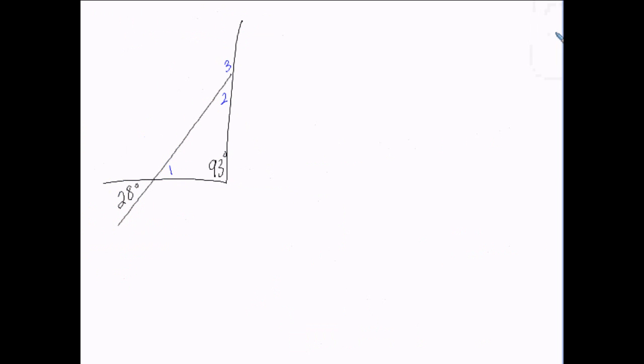Okay, so I have this triangle designy thing. And I know that this angle out here is going to be 28, and this corner here is 93. And I want to find angles 1, 2, and 3. Okay, so remember what we know.